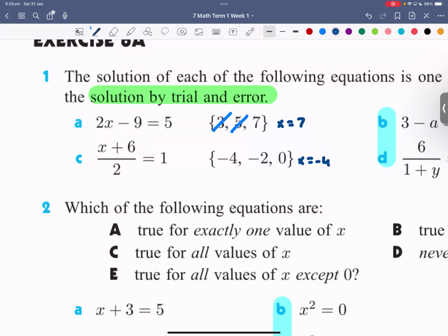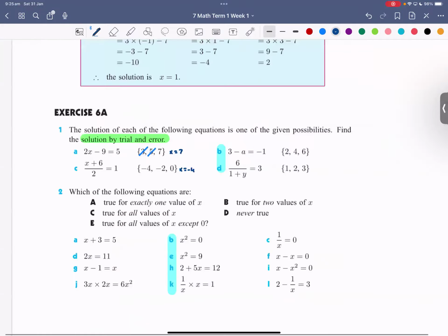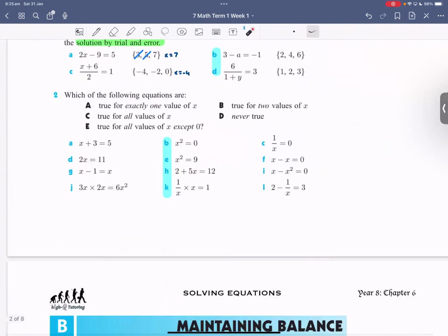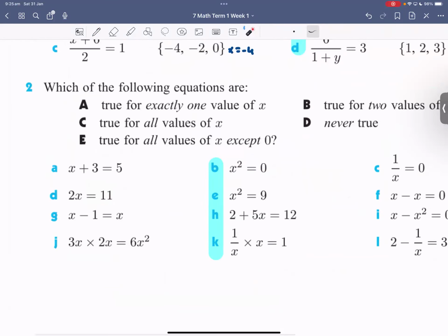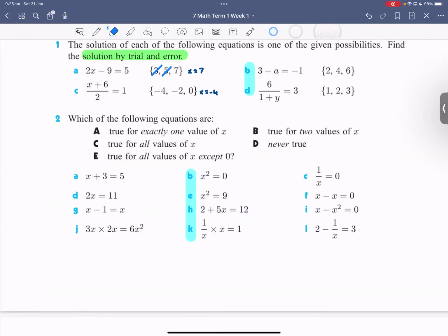All right, are we all happy with that? That's called trial and error, and it's not a way that I like you to do. You will try the other two at homework. Okay, so question number 2 is not asking you to solve the equation. Question number 2 is telling you, I'm going to do them all with you.